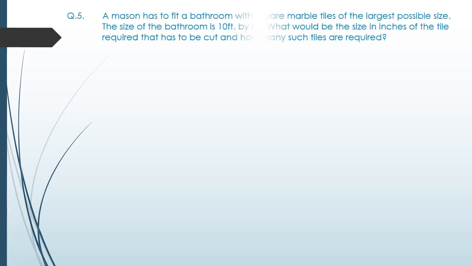So let us start with our next question. Our next question is question number 5. A mason, we can say a plumber, has to fit a bathroom with square marble tiles of the largest possible size. The size of the bathroom is 10 feet by 8 feet. What would be the size in inches of the tile required that has to be cut, and how many such tiles are required?